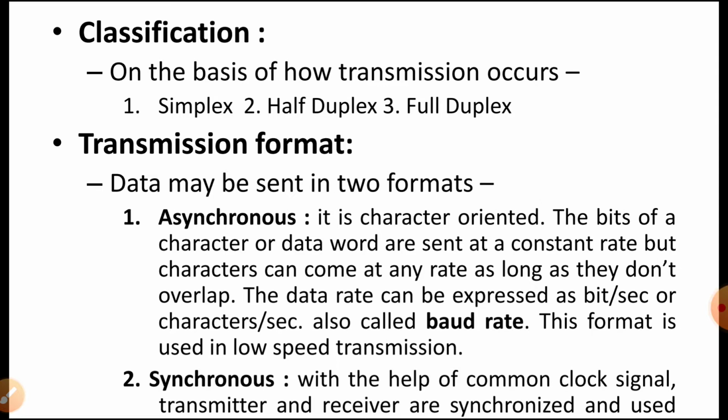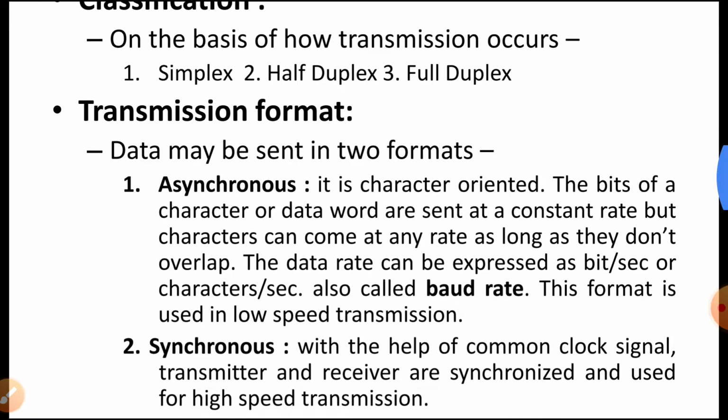In half duplex mode, the transmission is allowed in both directions, but not simultaneously. The data transfer can be done in both directions, but one at a time. And the third one is the full duplex mode, which allows the transfer of data in both directions simultaneously.